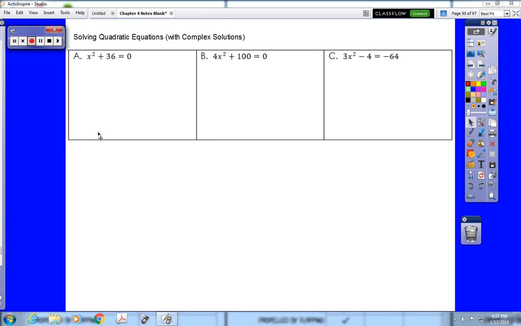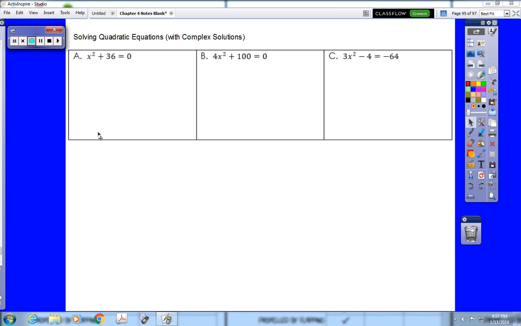This video will review how to carry out our various solving algorithms for quadratic equations, with the wrinkle that all of the answers in this video will contain i. They will all be equations that have complex solutions. The answers will be imaginary complex numbers.